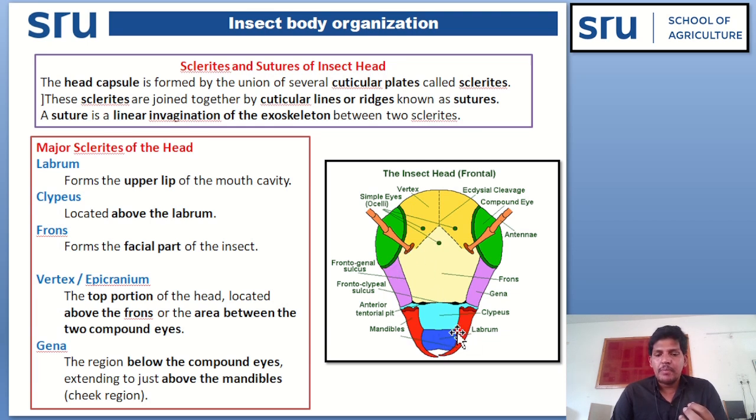that is the labrum, next is the clypeus, next is the frons. This is the largest sclerite of the insect head, forming the facial part of the insect. Then the vertex, the top portion of the head, located above the frons, and the area between the two compound eyes is known as vertex or epicranium. Next is the gena sclerite, the region below the compound eyes, extending just above the mandibles, known as gena.